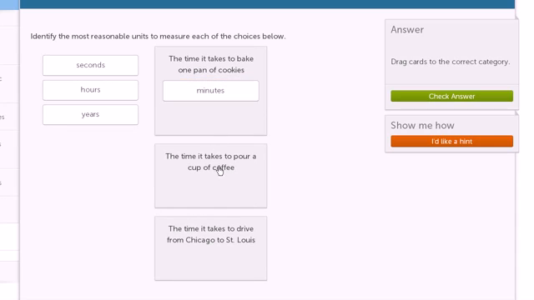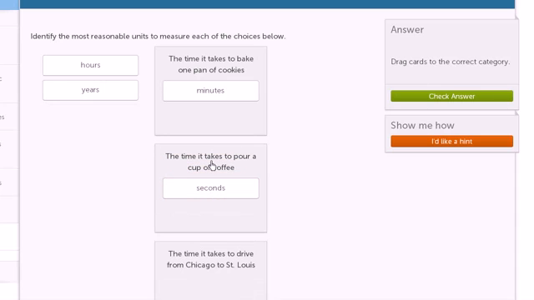The time it takes to pour a cup of coffee. Well, that might take you at most 1 or 2 seconds. So you definitely don't want to do it in hours or years. And we already used minutes, and you definitely don't want to use minutes either. It's only a few seconds.